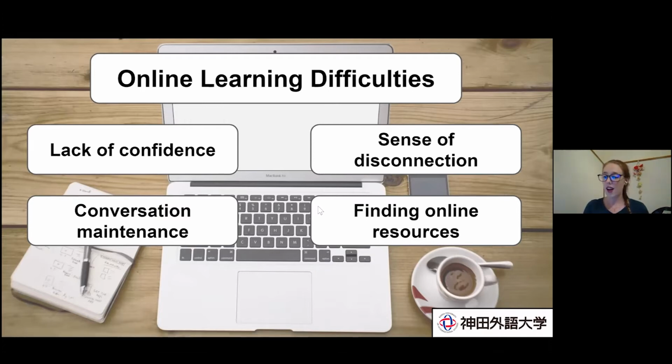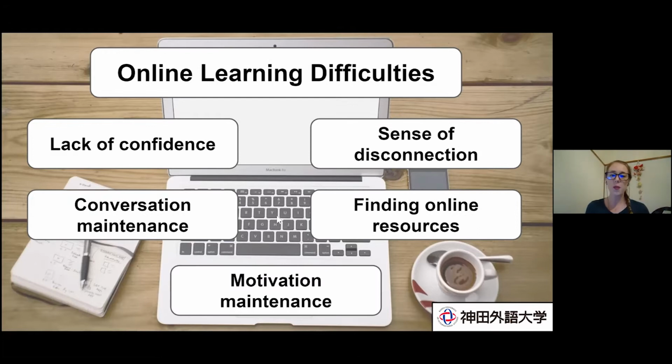And as a result of all of the above, it is very hard for our students to maintain their motivation. So these are the 5 key issues that I have found looking back at my advising records.